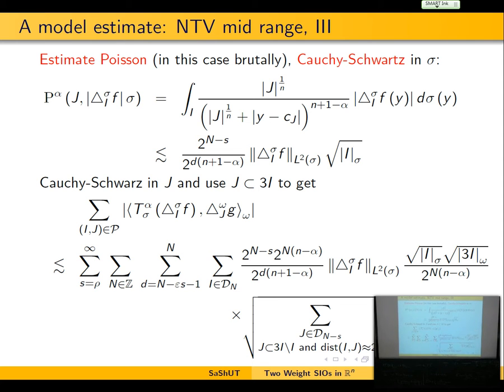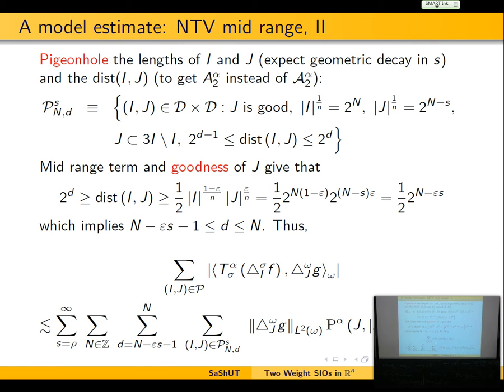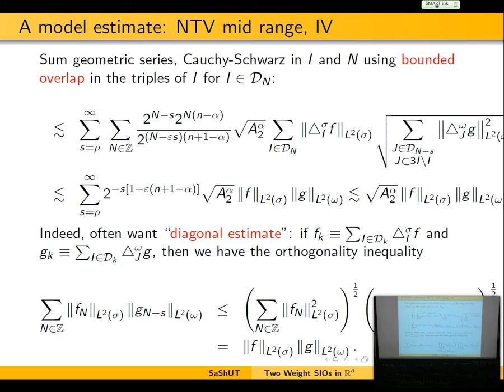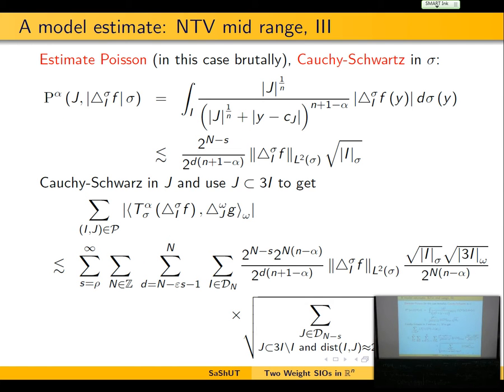And in the G term, which is here, which basically comes from here, we do Cauchy-Schwarz. I went too fast. We do Cauchy-Schwarz to get 3I and this guy. So this is basically, we are fixing the size of J. We are in 3I minus I, and the distance is like 2 to the d. So it's basically tiling 3I minus I, but by guys of this size. Okay, this is the A2 constant, so we can peel it off.